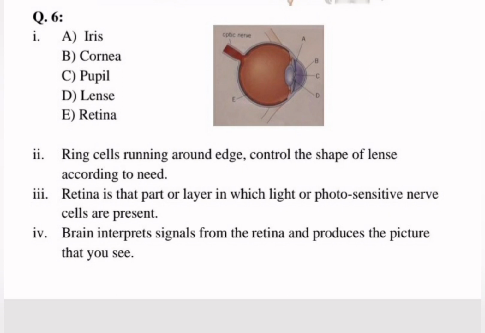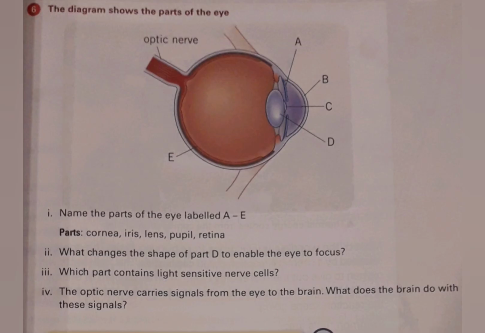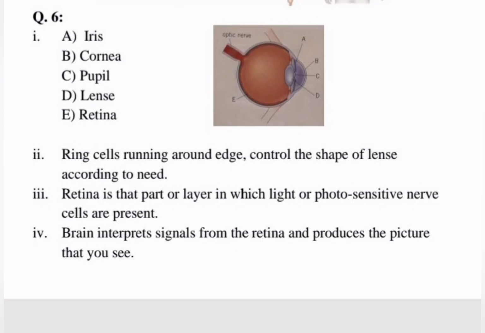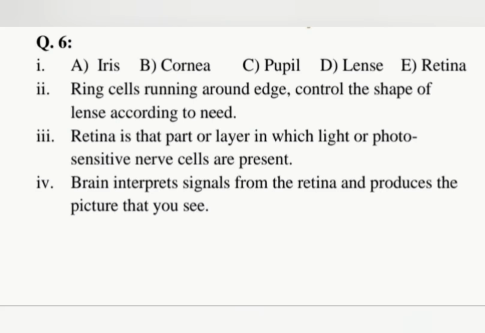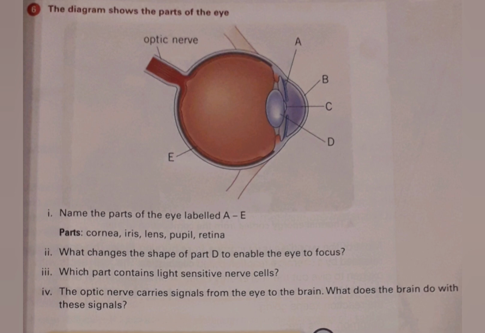The answer is: the retina is that part or layer of the eye in which light or photosensitive nerve cells are present. The last question is: the optic nerve carries signals from the eye to the brain. What does the brain do with these signals? The answer of the question is: the brain interprets signals from the retina and produces the picture that you see.